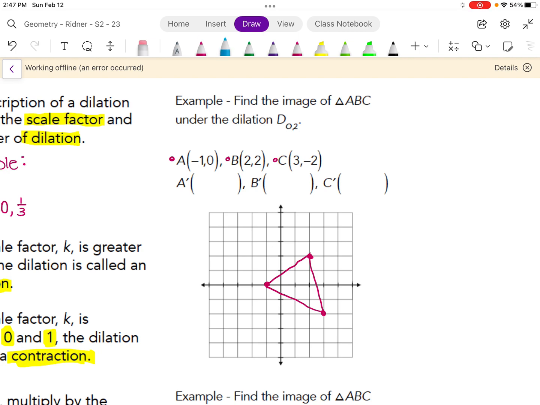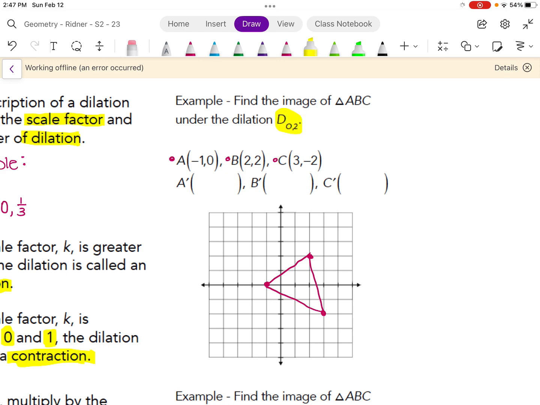If I am dilating about the origin at a scale factor of 2, that means I am multiplying every one of these numbers by 2. So I'm going to get -2, 0. I'm going to get 4, 4. And I'm going to get 6, -4. Okay. So my new image looks something like this.